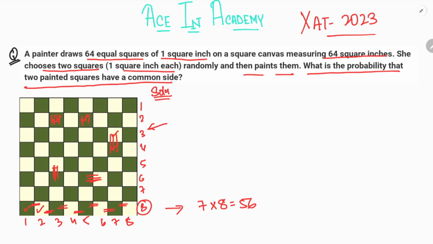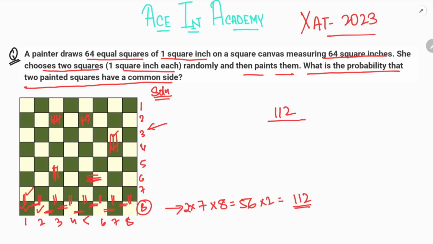Now I can select like this as well. I'll get 1 here, 2 here, 3 here, 4 here, 5 here, 6 here, 7 here, and 8 here. Now I'll get 7 into 8 once again, because I can select adjacent squares like this as well. So I can simply multiply it by 2. So 2 into 7 into 8 is 56 into 2, which is equal to 112. So I can say that in 112 ways I'll have my squares adjacent to each other. So I've got the numerator for my probability.